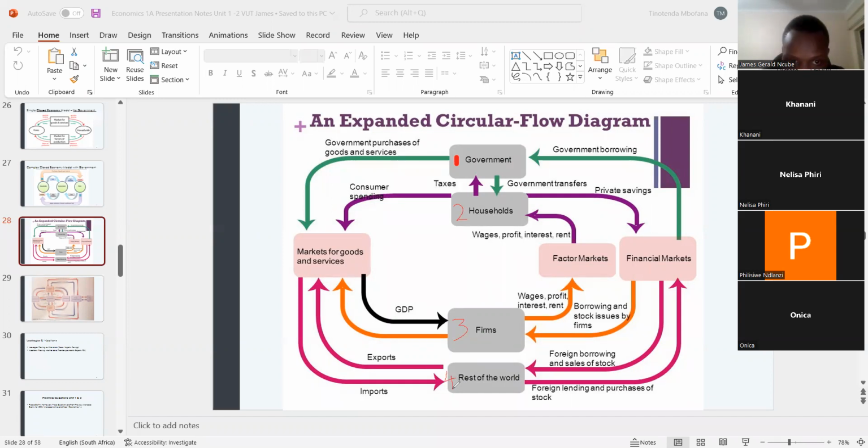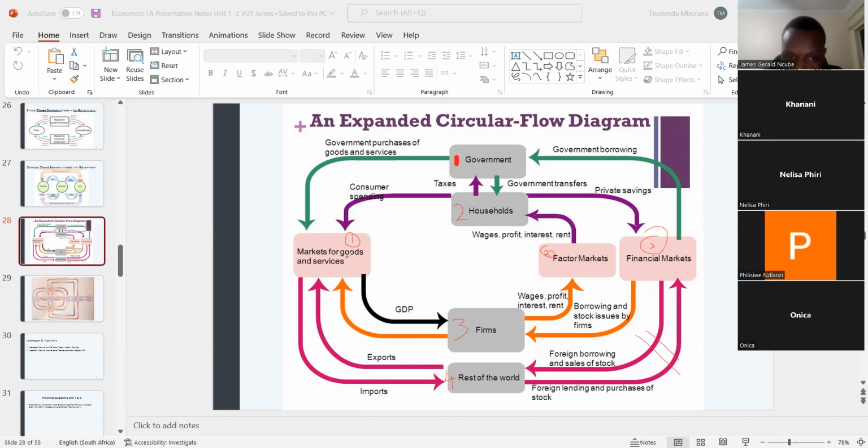Then how many markets do we have? We've got one market for goods and services here. We've got two, our factor market. We've got three, financial markets. Then we should have a fourth market, usually located here, but it's not there, for the foreign sector. I'll show you the other diagram once we've completed the fourth market for the foreign sector. So those are some of the key aspects. Again, same concept. How do these things interact?